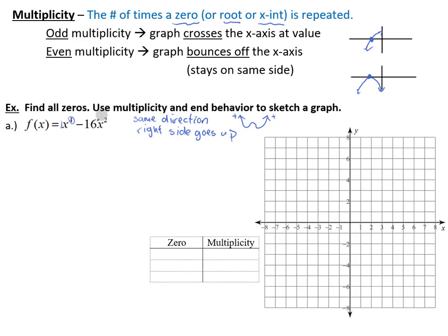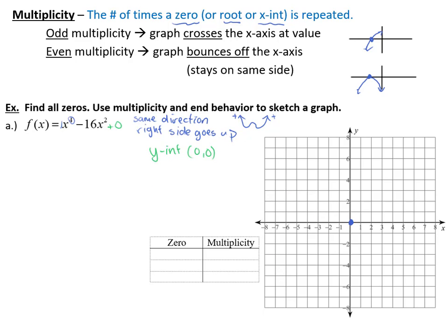We can also find our y-intercept. Here there is no constant, so I can say that my y-intercept is (0, 0). This graph actually goes through the origin, and we can put that point on our graph. That is definitely a point on our graph, (0, 0).